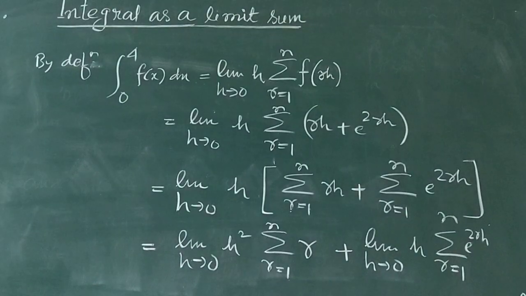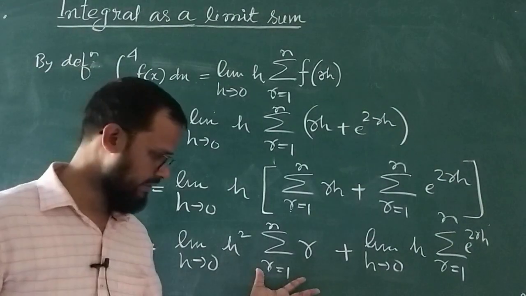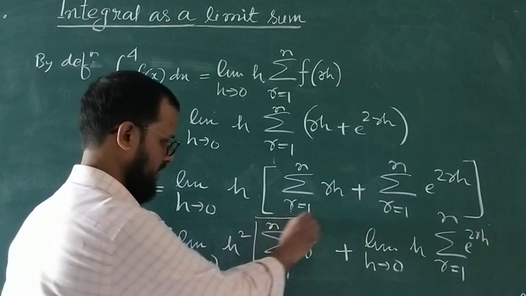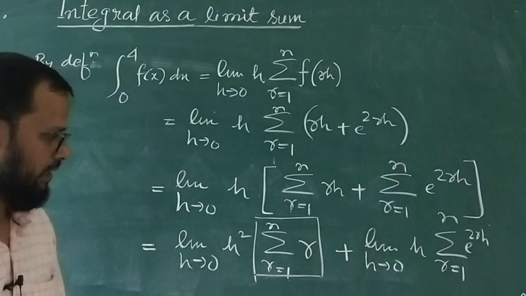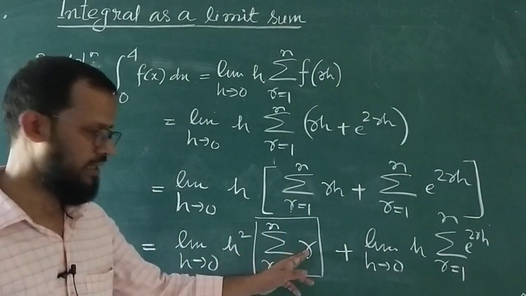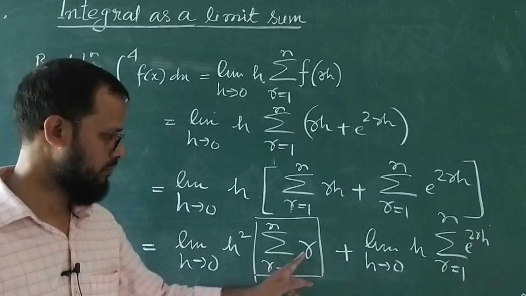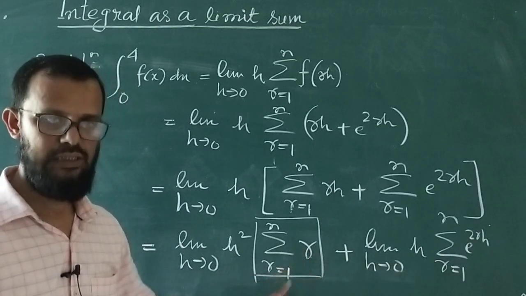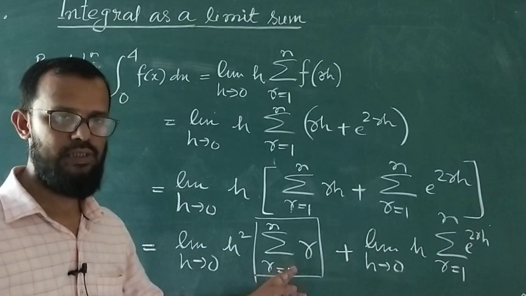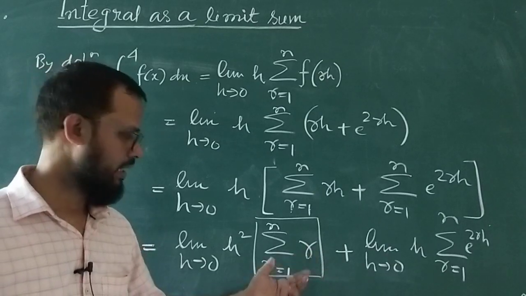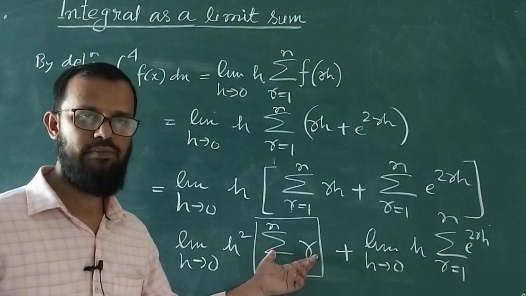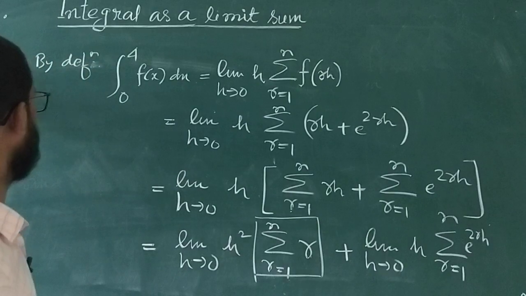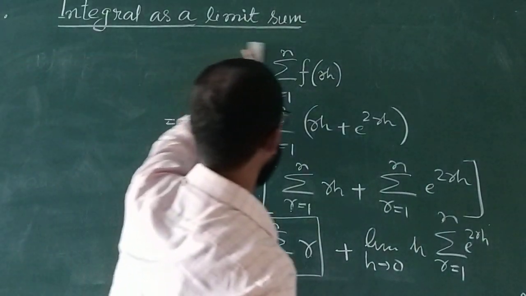Understood? Now very interesting is that this particular summation, what is the result of this summation? Summation r equal to 1 up to n of r means 1 plus, if you put 1, then plus 2, then 3, then what will be the result? 1 plus 2 plus 3 up to n, and which result is equal to what? n into n plus 1 divided by 2.